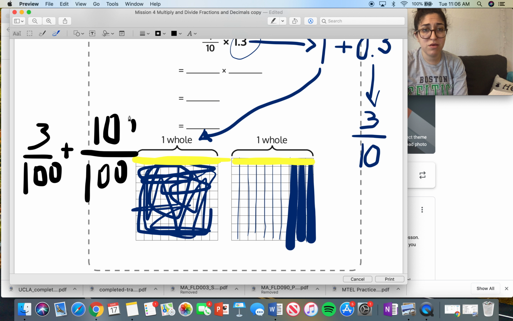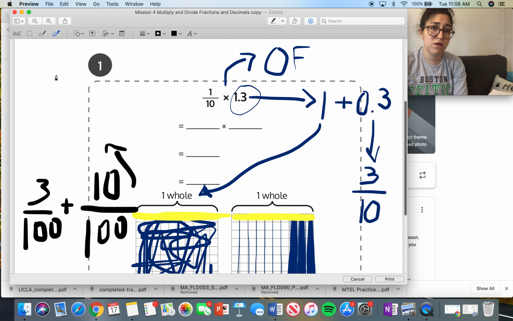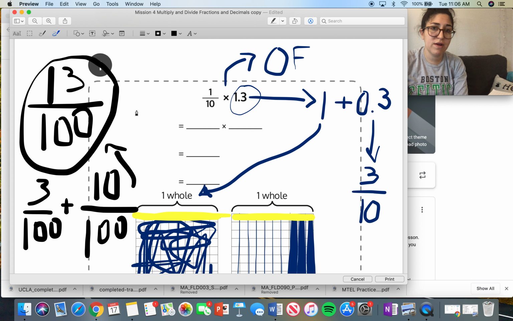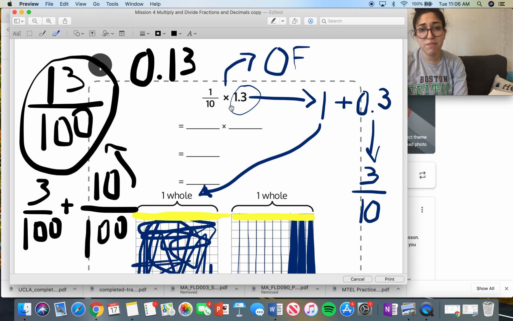So what is that going to be? Well, that will be 3 out of 100 plus 10 out of 100, which is 13 out of 100. Writing that in decimal form, 13/100ths, or 0.13. So you'll notice what happened here is my decimal point, I just shifted my numbers 1 this way. We went that way with our numbers.